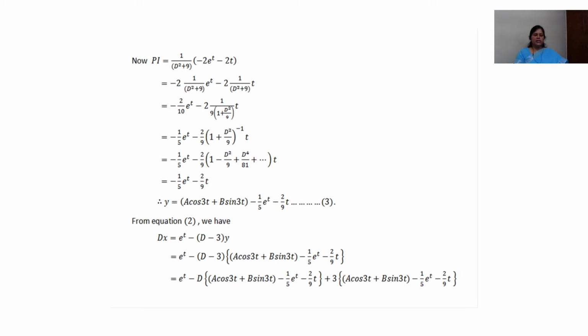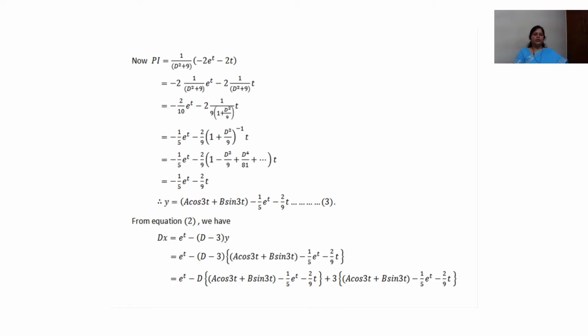Now we are going for the second term. The second term is 2 into 1 over d square plus 9 into t, which means it is the third type of particular integral, that is, a polynomial function we have. So since polynomial functions are there, we have to use binomial expansion. Either we have to use the 1 plus x whole to the power minus 1 formula or the 1 minus x whole to the power minus 1 formula.